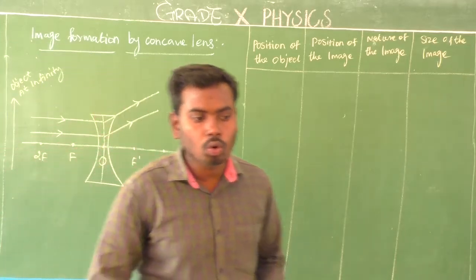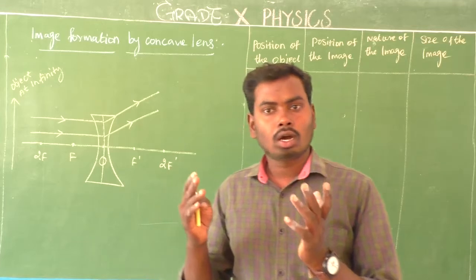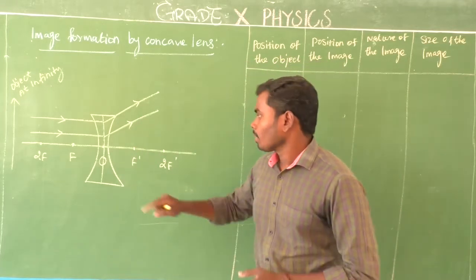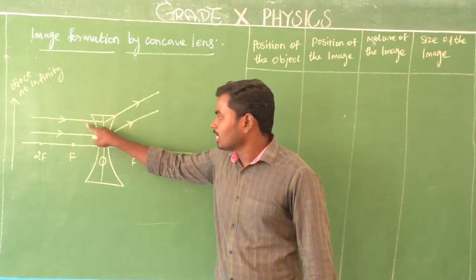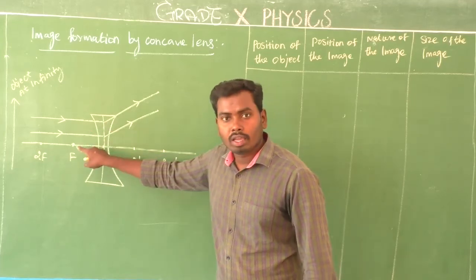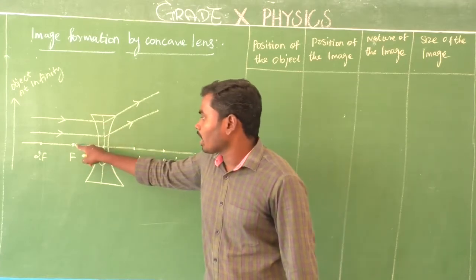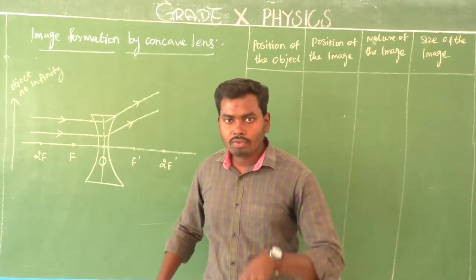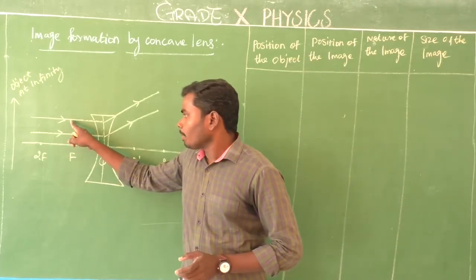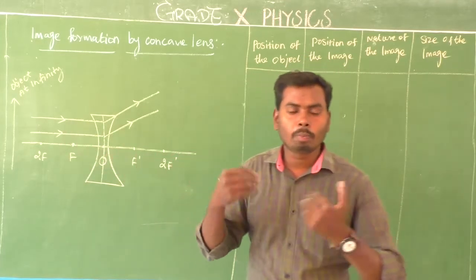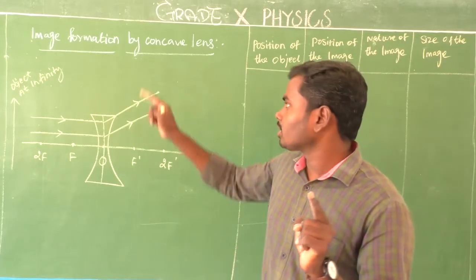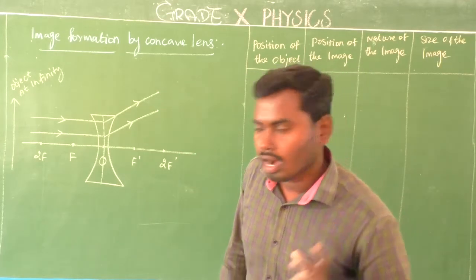So what is the first rule of image formation in concave lens? A ray of light which is parallel to the principal axis of a concave lens, note this point, appears to be coming from its focus after refraction through it. That is the first rule. Yes, because here the two rays are parallel to the principal axis, so we can use the first rule of image formation in concave lens.